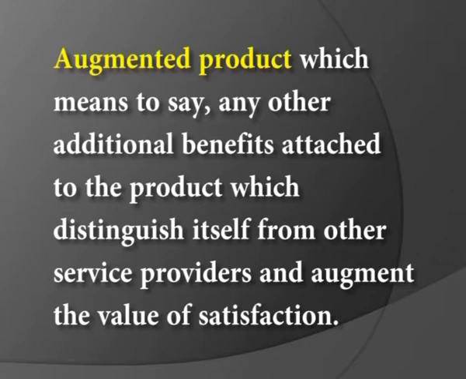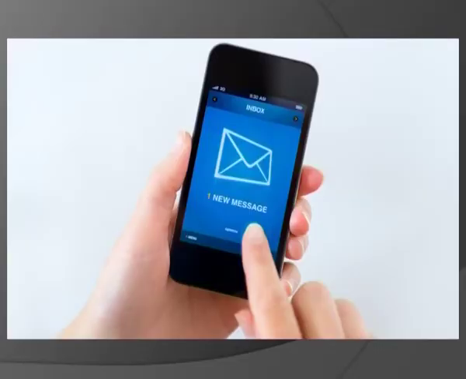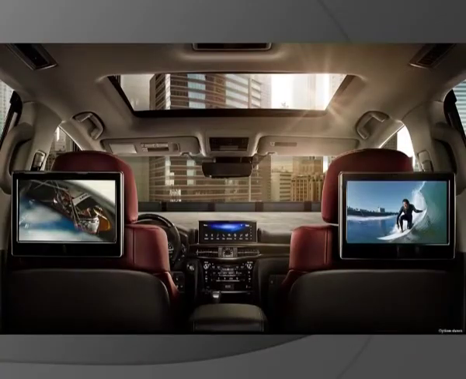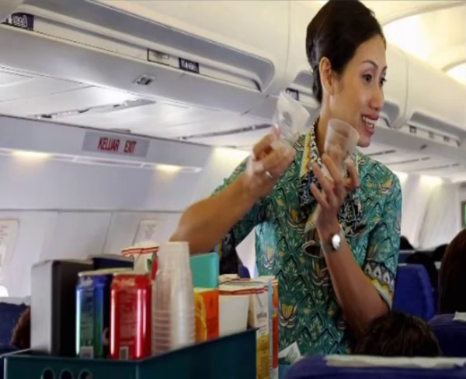The next level is augmented product, which means any other additional benefits attached to the product which distinguish itself from other service providers and augment the value of satisfaction. Such additional benefits could be quick check-in, SMS alerts, special facilities inside the coach such as front seat display screen for entertainment, soft drinks and other beverages, pickup from departure point, etc.